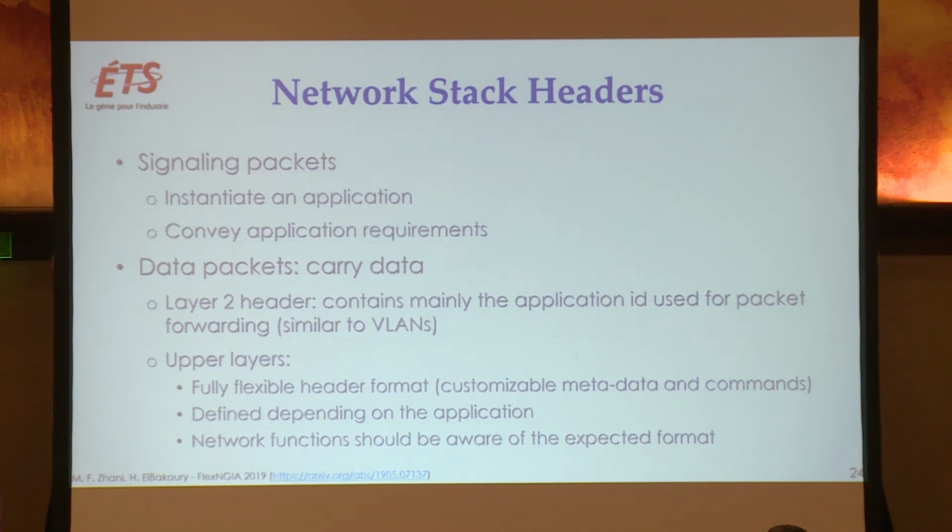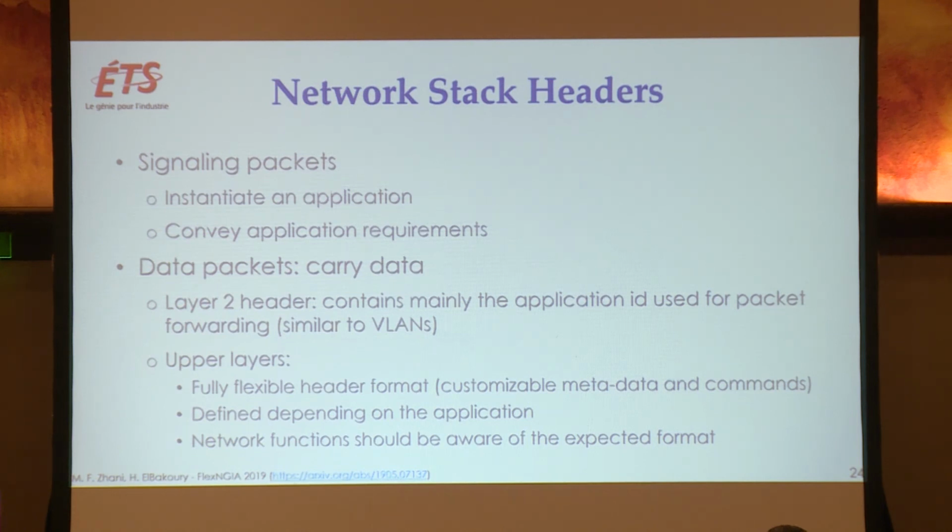Our idea is to have only a layer 2 header, so FlexNGIA only fixes the layer 2 header. We will have something similar to VLANs, but that can span different domains. We'll have an application ID, and wherever you go through the domains, you keep this application ID. So you can be routed through this application ID. You can see it as a big VLAN that spans multiple domains.